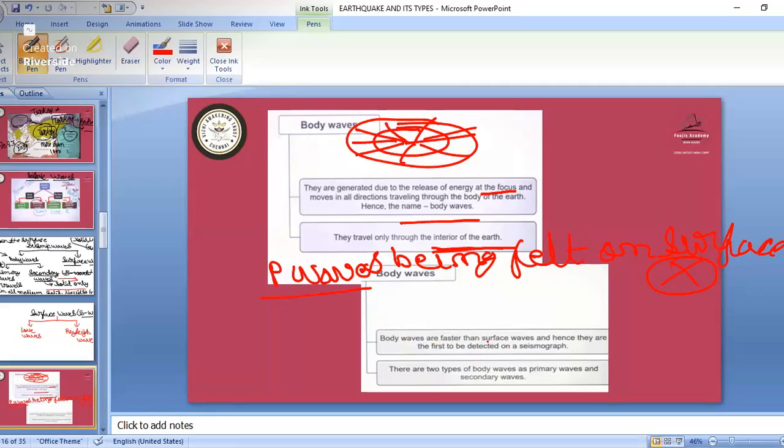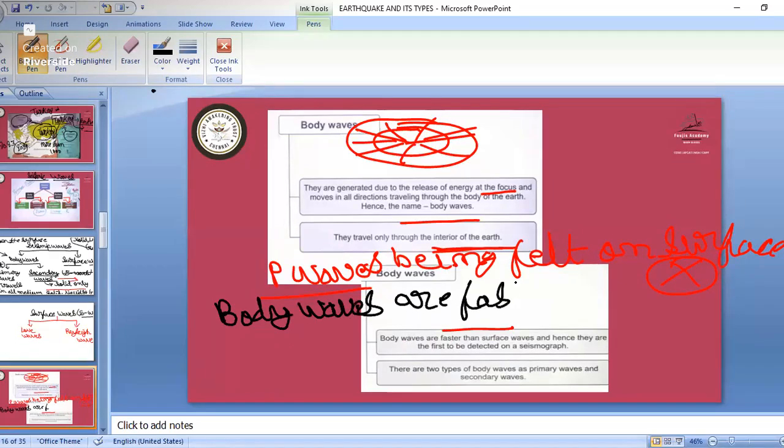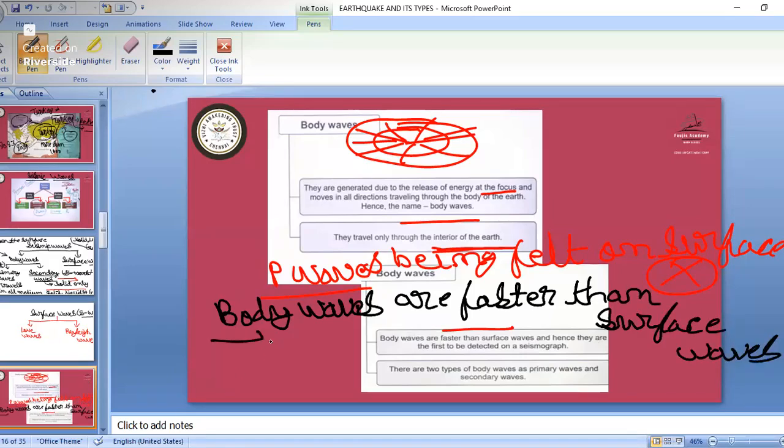Okay. So body waves are faster than the surface waves. If you see it in terms of speed, body waves are faster than surface waves. Now in body waves also, we have the P waves and the S waves, that is secondary waves. In that case, P waves are faster than the secondary waves. P wave is faster than the S wave.